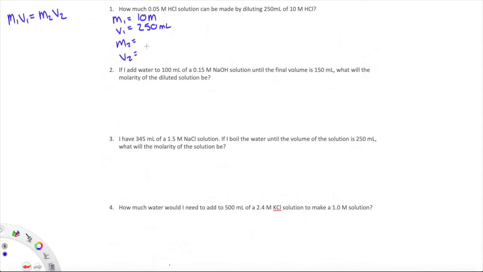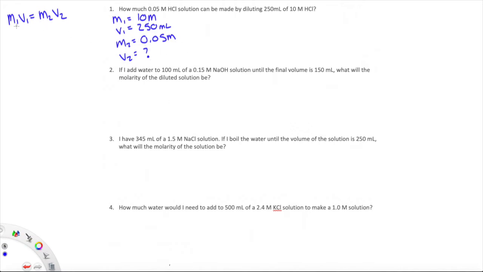All right, so then it's asking how much of a 0.05 molar solution can be made. So my final concentration needs to be 0.05 molar. And when it's asking how much, that's what my final volume is going to be. That's how much volume I'm going to have. All right, so I'm calculating this for V2.